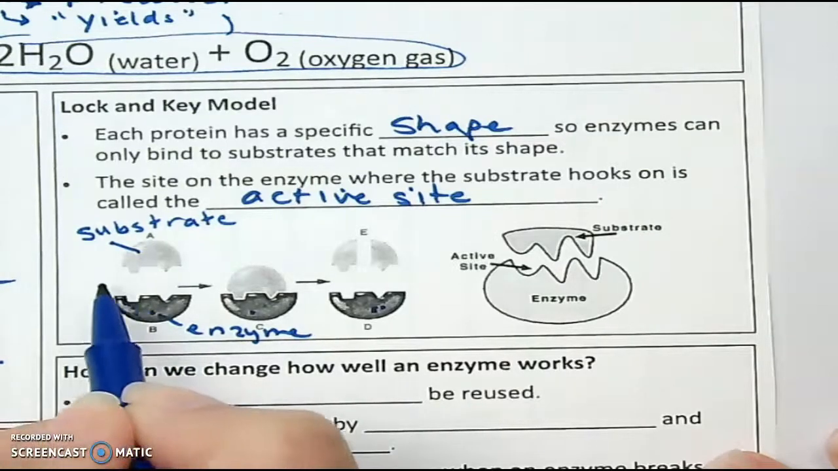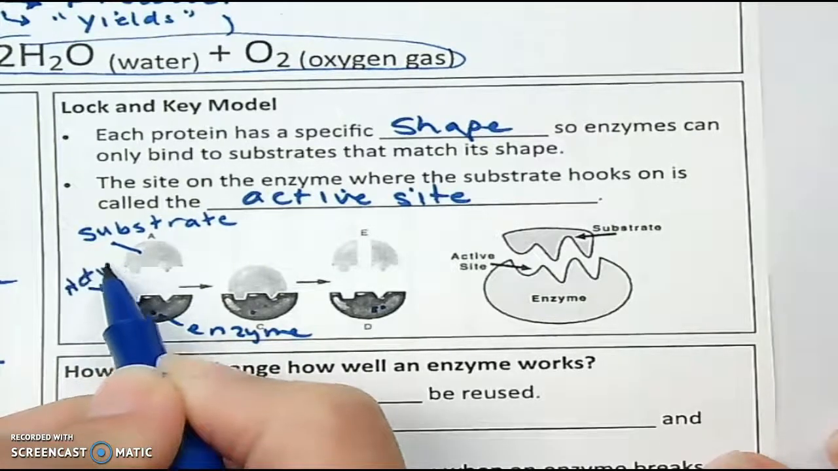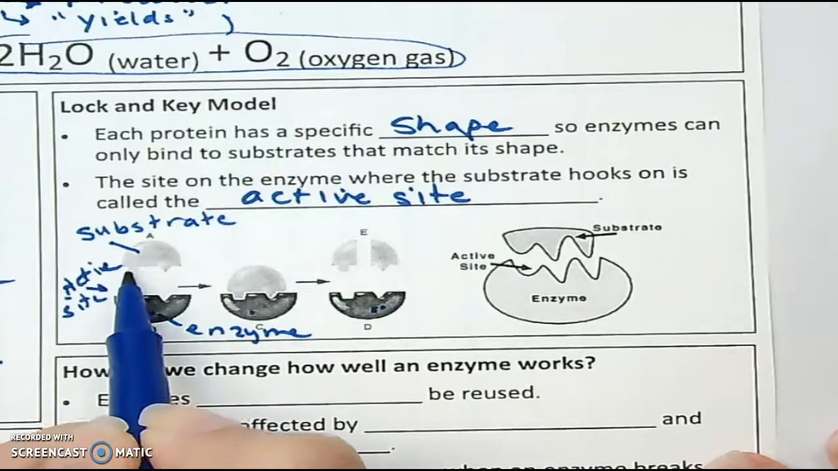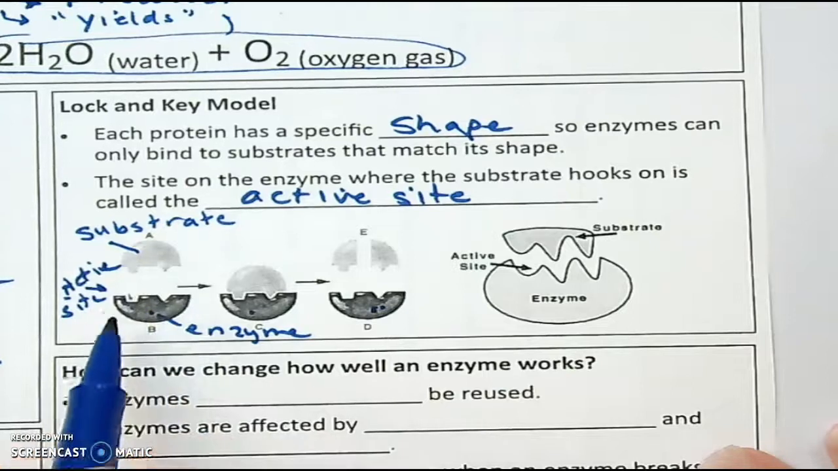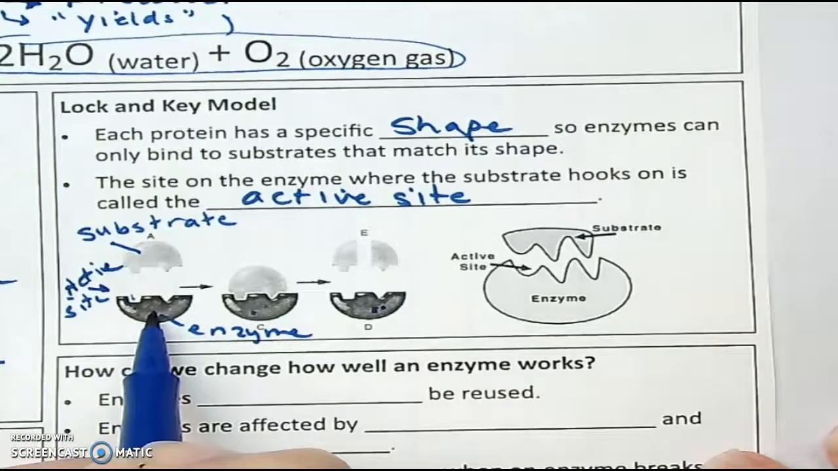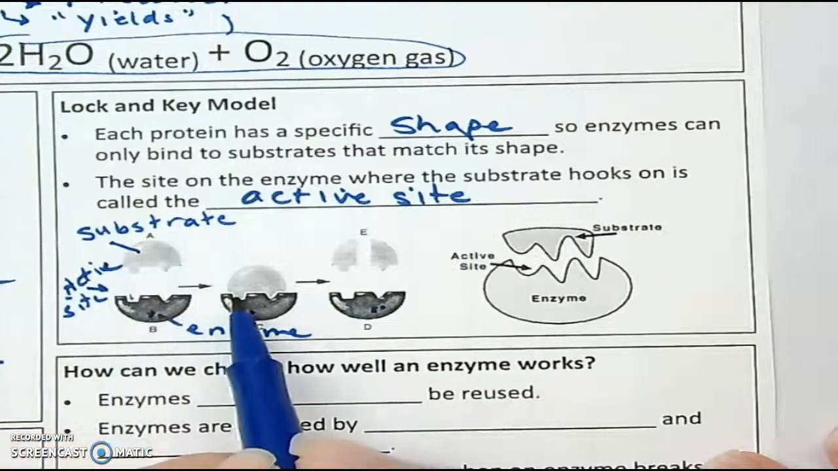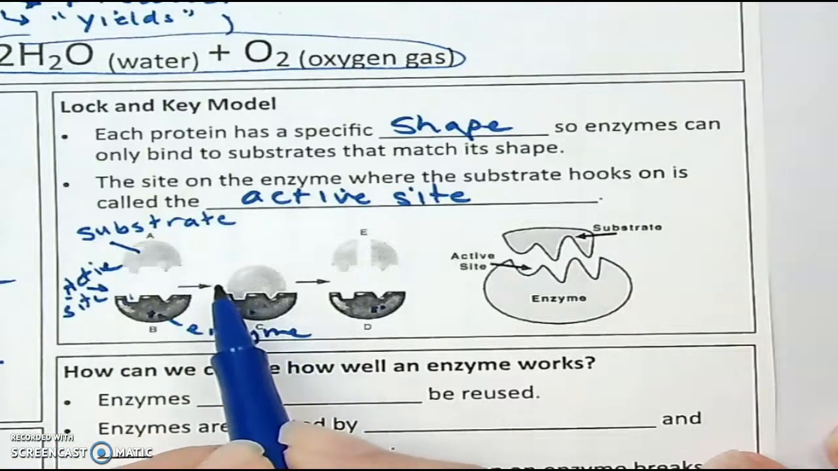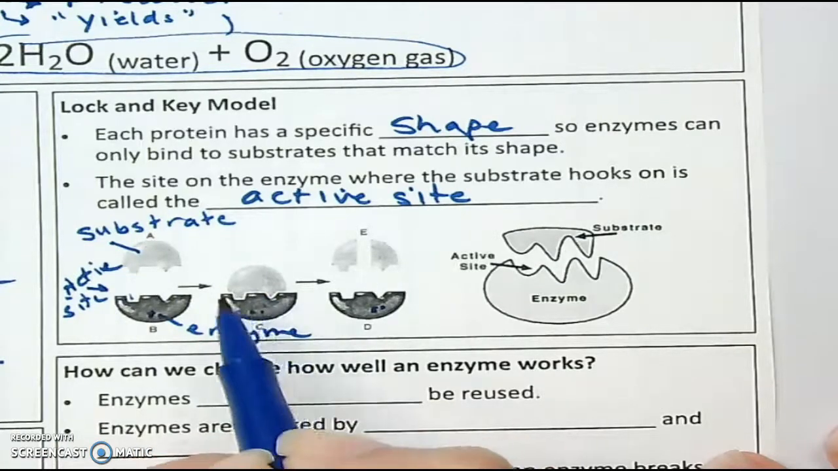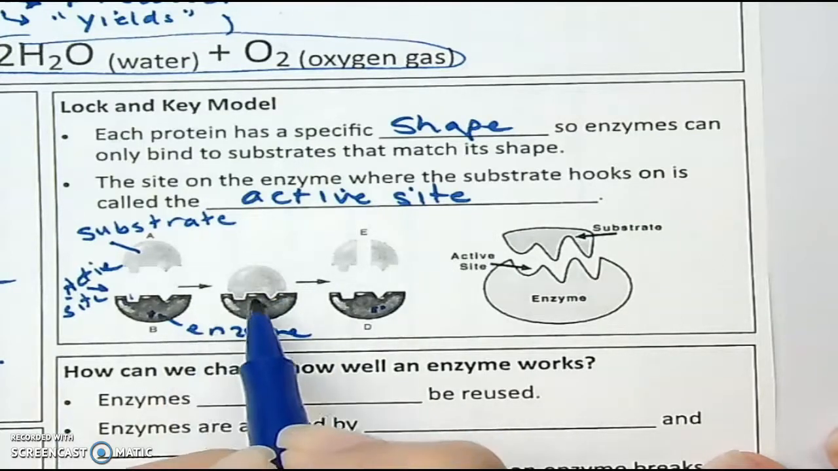Okay, this is the active site. Right here. And so this piece, okay, has to fit into there. And so think of it like putting puzzle pieces together. If they don't fit, it doesn't go there. So enzymes will only interact with a specific substrate. They fit together, and at this point, it's called the enzyme substrate complex because they're locked together, and that's when the reaction will happen.